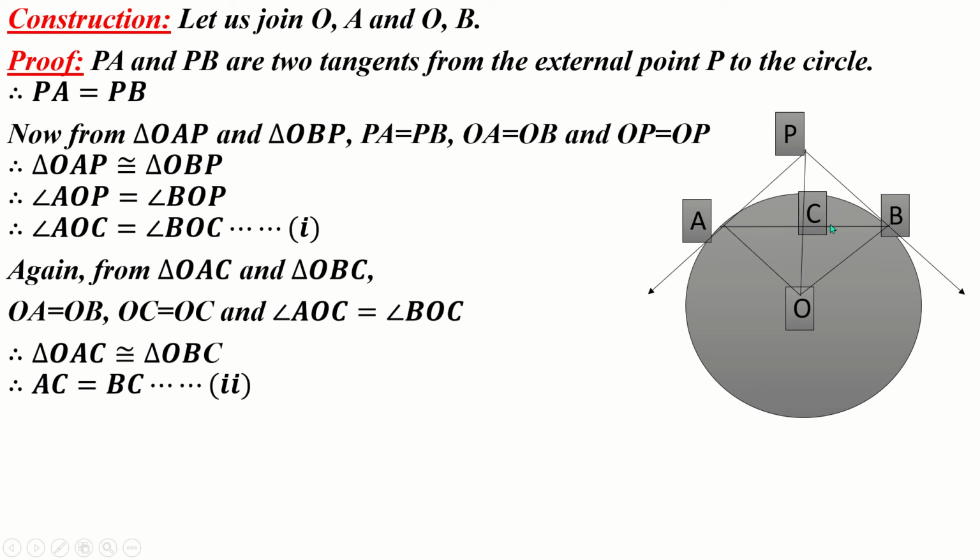One condition is proved. Now we have to prove this angle and this angle are equal and 90 degrees. Okay? And angle ACO equal to angle BCO.